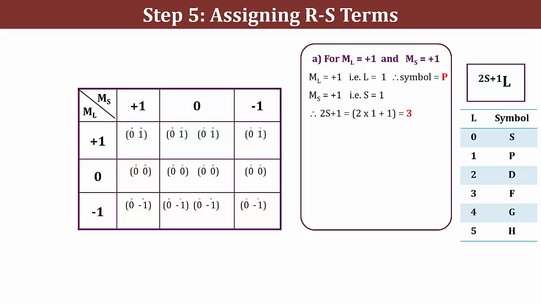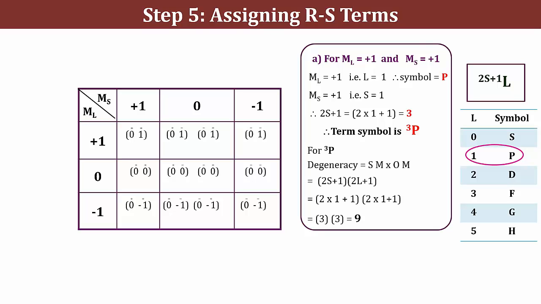ml is plus 1, so L will be 1 and hence the symbol is P. ms is 1, so S is 1 and the spin multiplicity 2S plus 1 will be 3. So the term symbol is triplet P. We will now calculate the degeneracy for the triplet P term. The degeneracy is spin multiplicity into the orbital multiplicity. That is 2S plus 1 into 2L plus 1. So 3 into 3 gives the answer as 9.